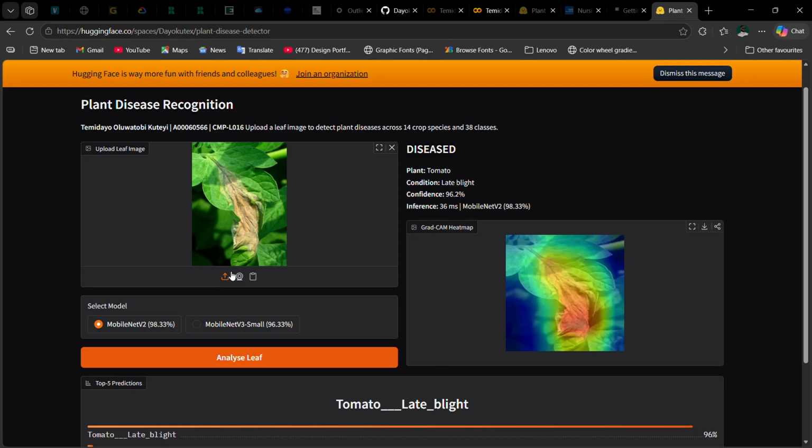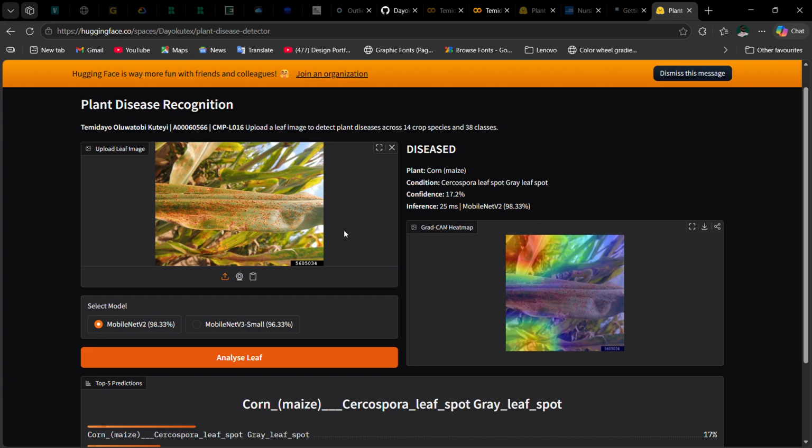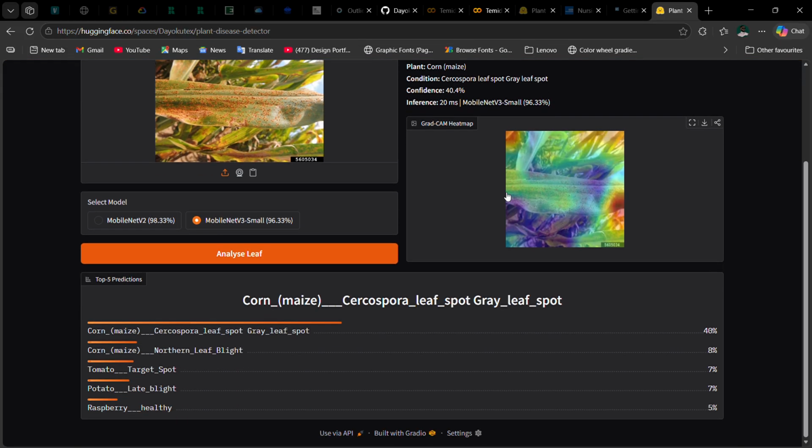We can also try it with another image. Let's say this. Okay, this shows that it is a diseased plant, a diseased leaf, which is corn. We can also try with the MobileNetV3 and analyze it. It also shows it is maize with a confidence of 40.4%, and these are the other predictions.